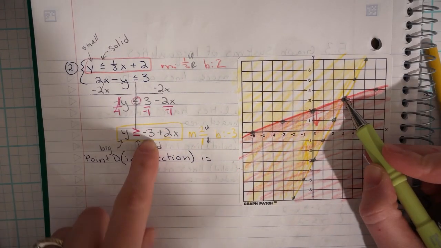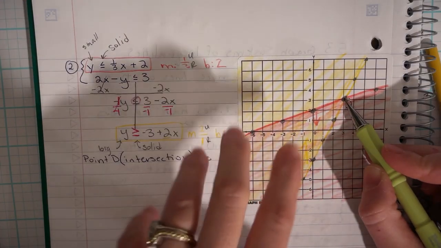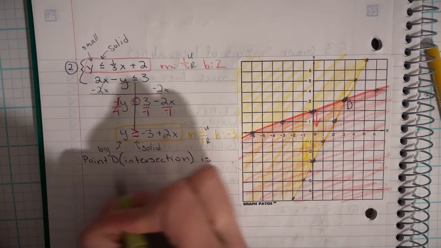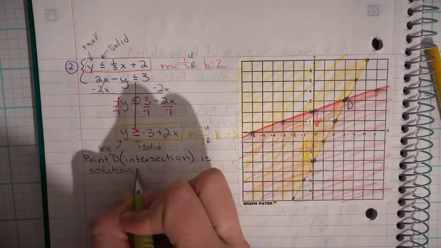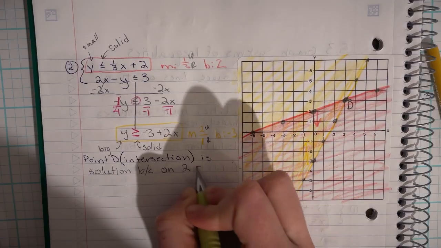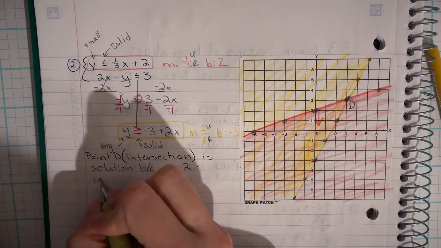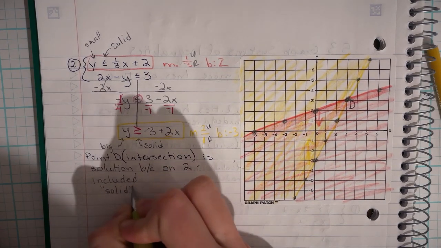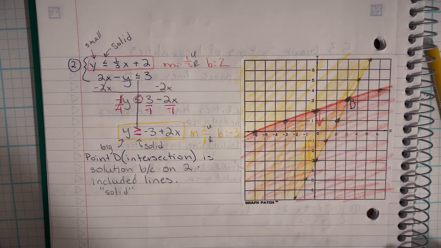And then for the yellow, it's also on a solid line, and if it's on a solid line, it's true, and then it's a solution. And since it works for both, it works all together. So point D for this intersection is a solution because it's on two included, let's use the fancy math word, included or solid lines. Okay, so that works out.